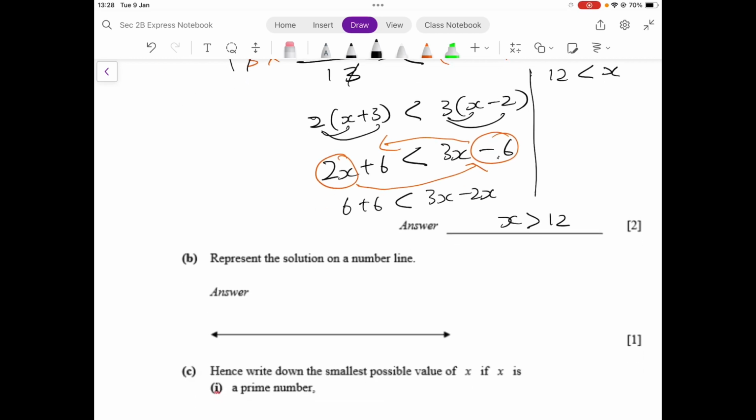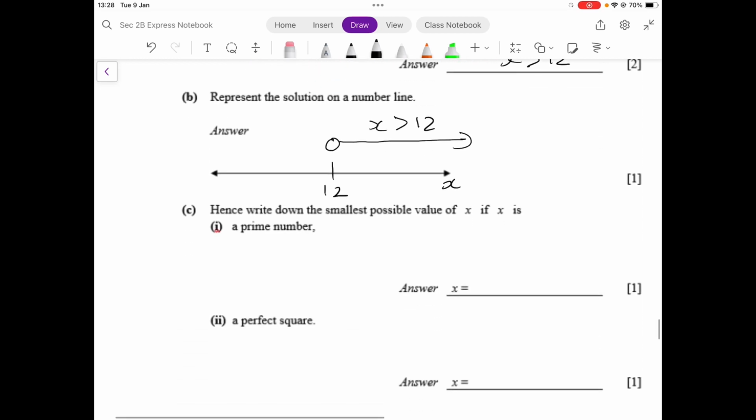So I represent on the number line. These are values of x. Mark out 12. This is a more than sign, so I draw a circle. I use the line to highlight the values of x. X more than 12.